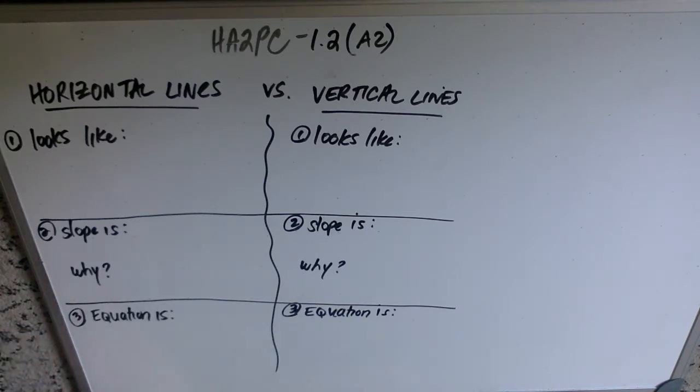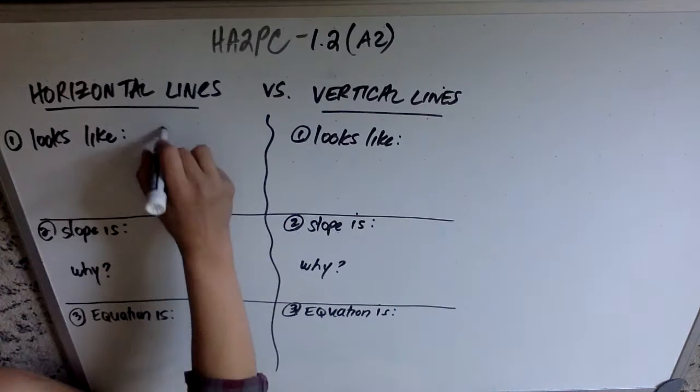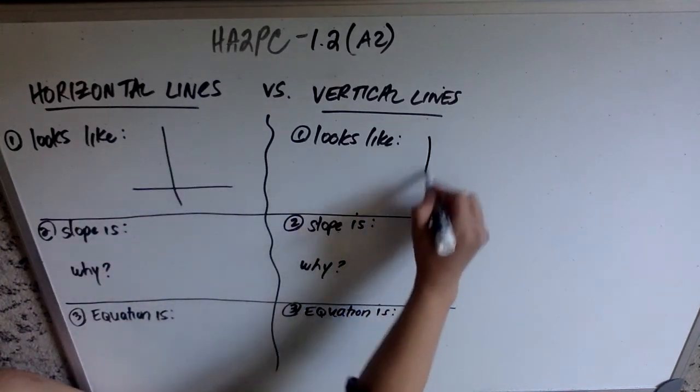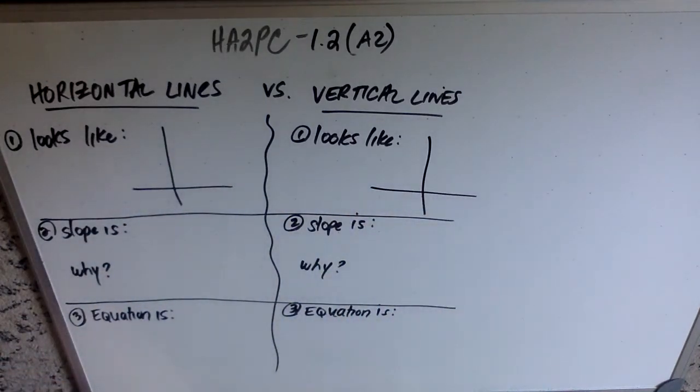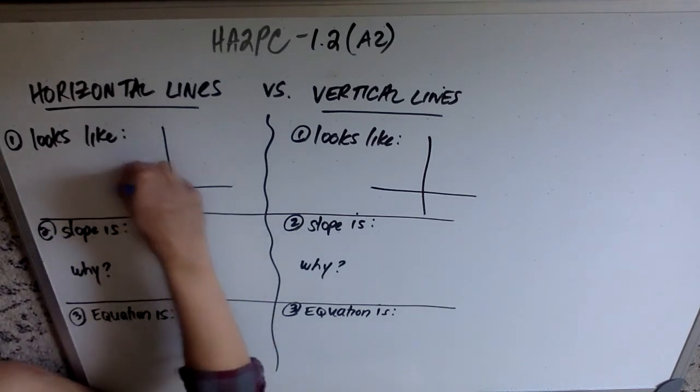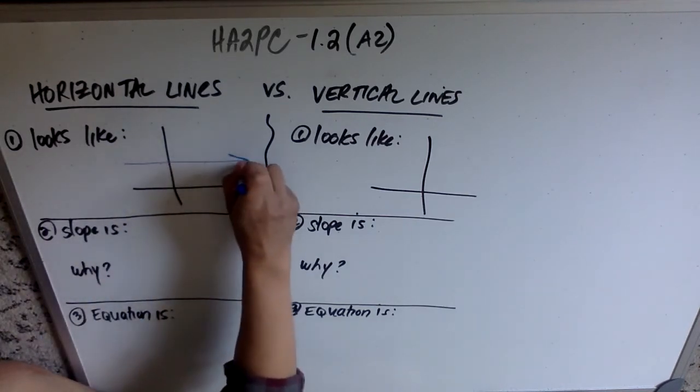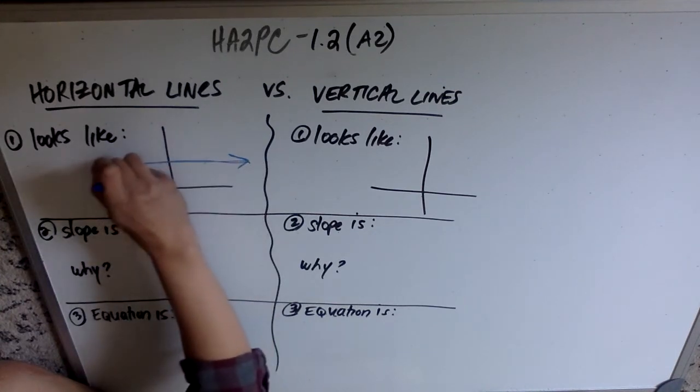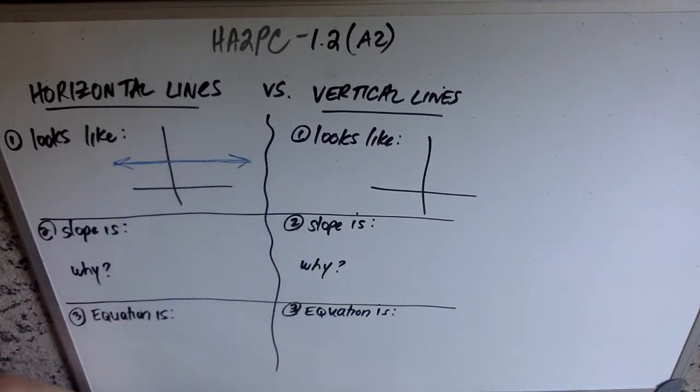So a horizontal line. I'm going to give you the example of a horizontal line right here, and I'll give you an example of a vertical line. So there's my axes. Let's see if the blue works. In blue, I'm going to give you a horizontal line. That blue line is an example of a horizontal line.